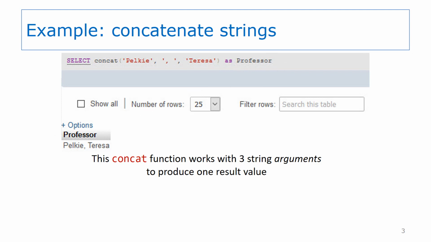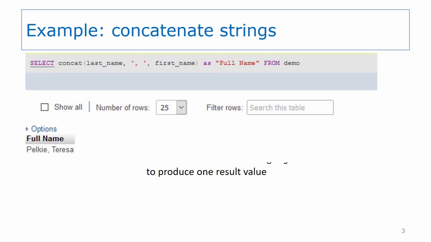Keep in mind, you can use a column name in place of the quoted string values shown here. For example, if you have a column named last name and a column named first name, you could put those column names into the concat function in place of the quoted strings.